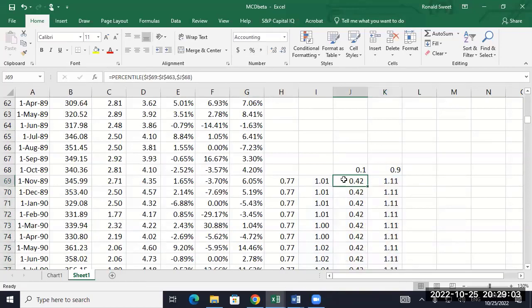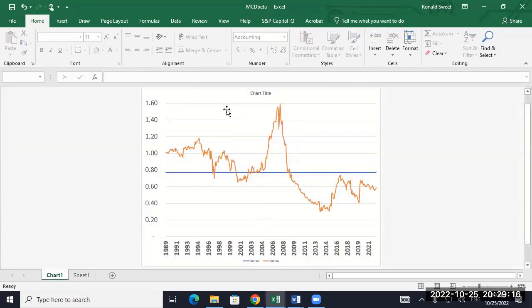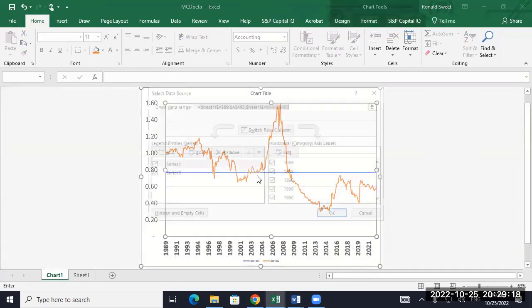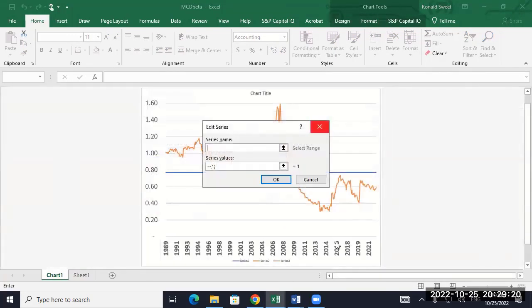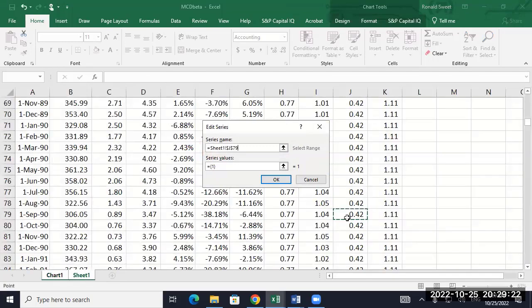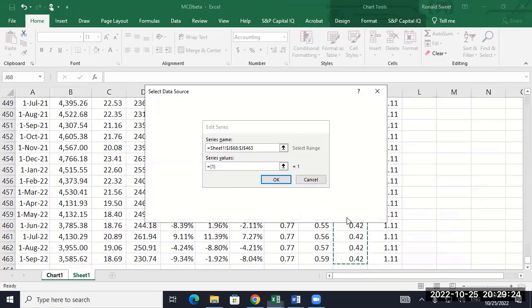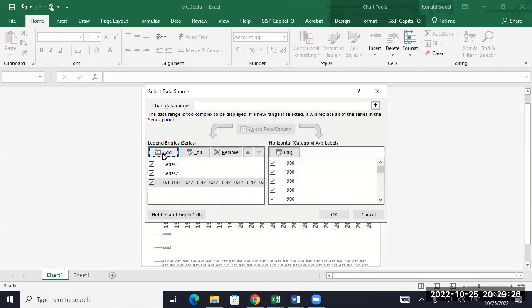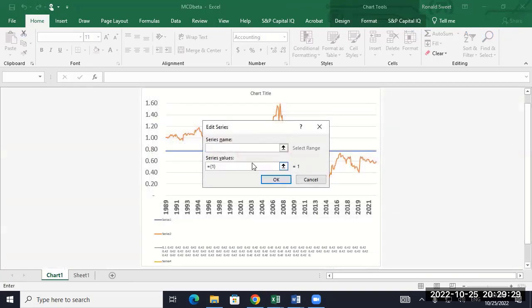So 90% of the time, they've been above 0.42, and 90% of the time, they've been below 1.11. Now, do you just pick the midpoint of those two? I don't know if this is going to work or not. Probably not. Oh, my word, I messed that up, didn't I?